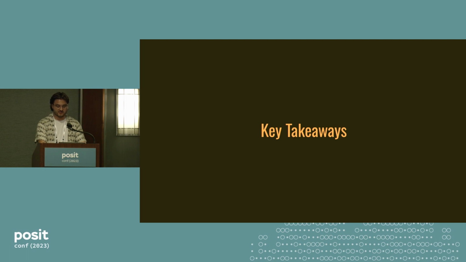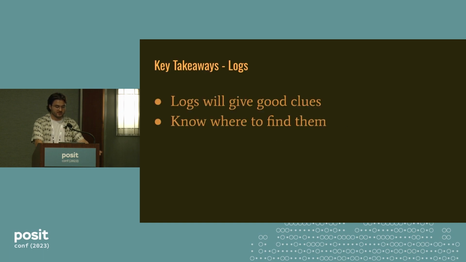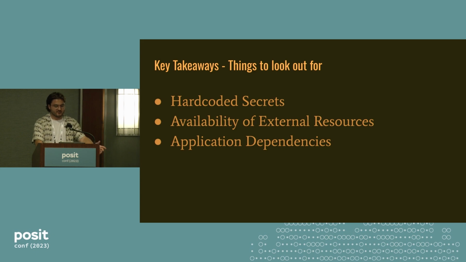So just to recap some of the things I've covered in this talk, if you can take away at least one thing that I've mentioned that you haven't heard of before, and you can do some Googling around it, then I'd be really happy. And you can look out for it in your next Shiny app deployment. As I said, logs will give good clues, and knowing where to find them is good knowledge to have. I went into hard-coded secrets probably a bit more in depth than the others, but most often the different types of dependencies, either external or internal, are the main reason why deployments will fail.